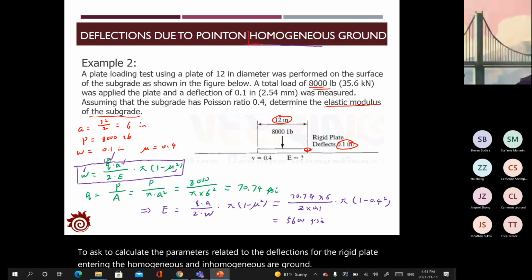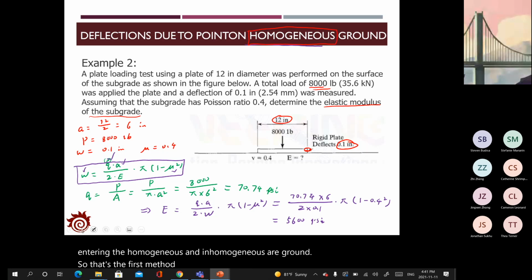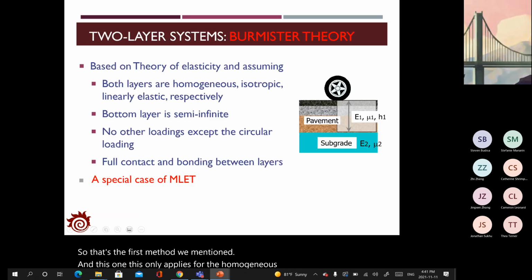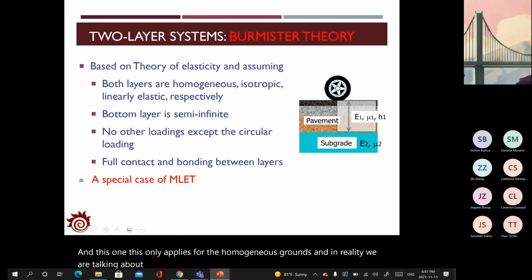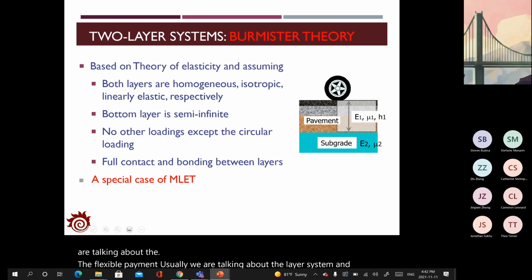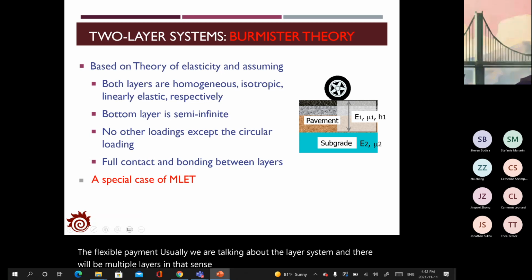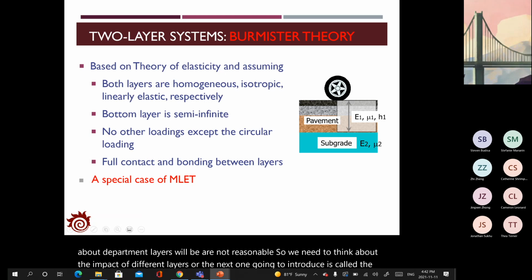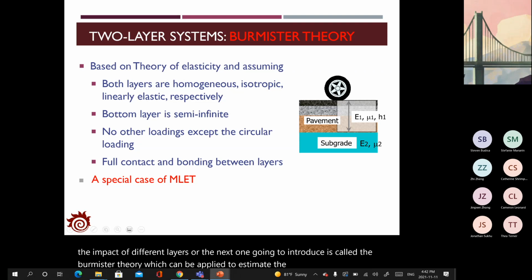So that's the first method we mentioned, and this only applies for the homogeneous ground. And in reality, when we are talking about flexible pavement, usually we are talking about a layer system, and there will be multiple layers. In that sense, the homogeneous assumption about the pavement layers will not be reasonable. So we need to think about the impact of different layers. The next one I'm going to introduce is called the Burmister theory, which can be applied to estimate the stress and strain for a two-layer system.